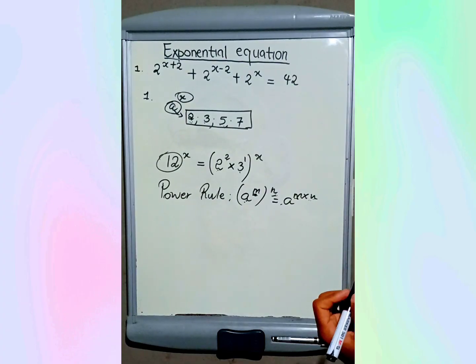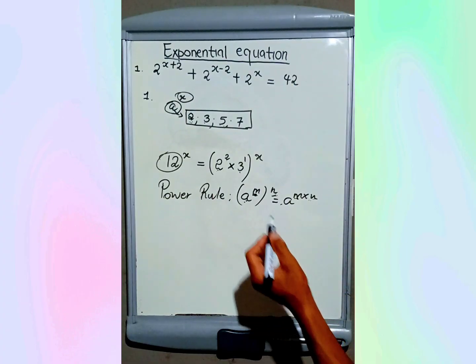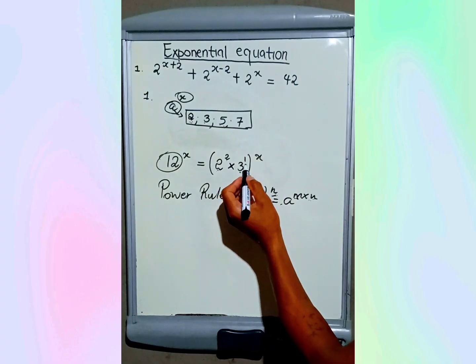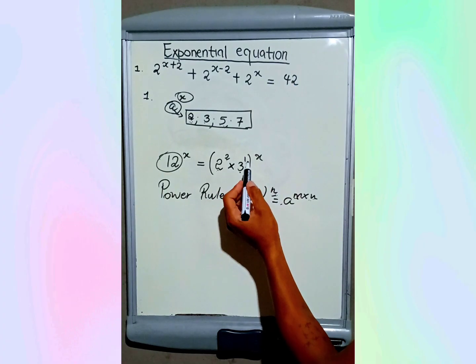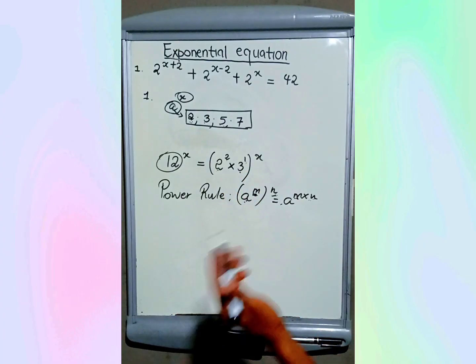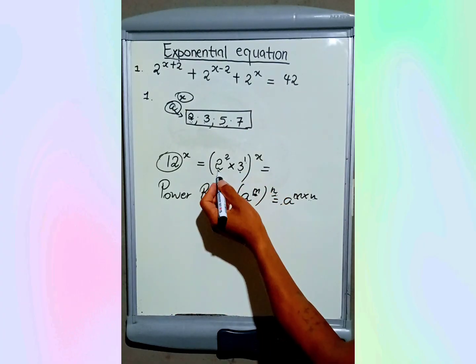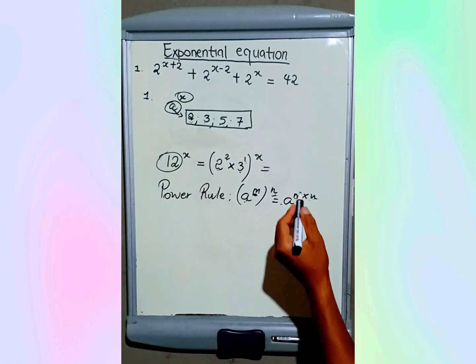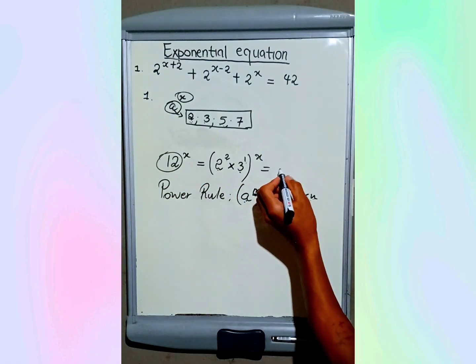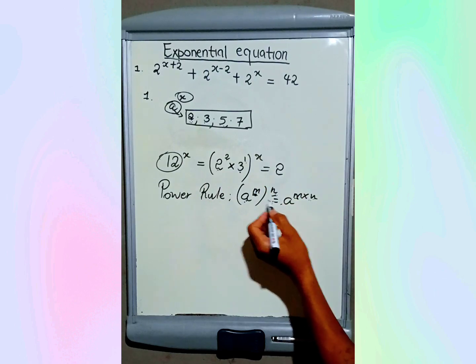It's very important to take note of this. A number without an exponent always has an exponent that is raised to 1. Okay, it's very important. To simplify this, grade 11, we're going to say that we have a base which is 2. We use the power rule.